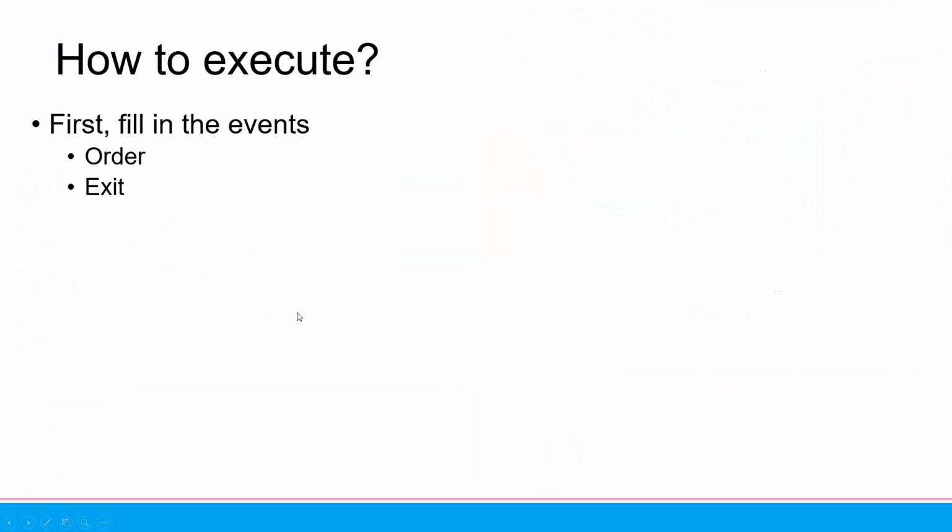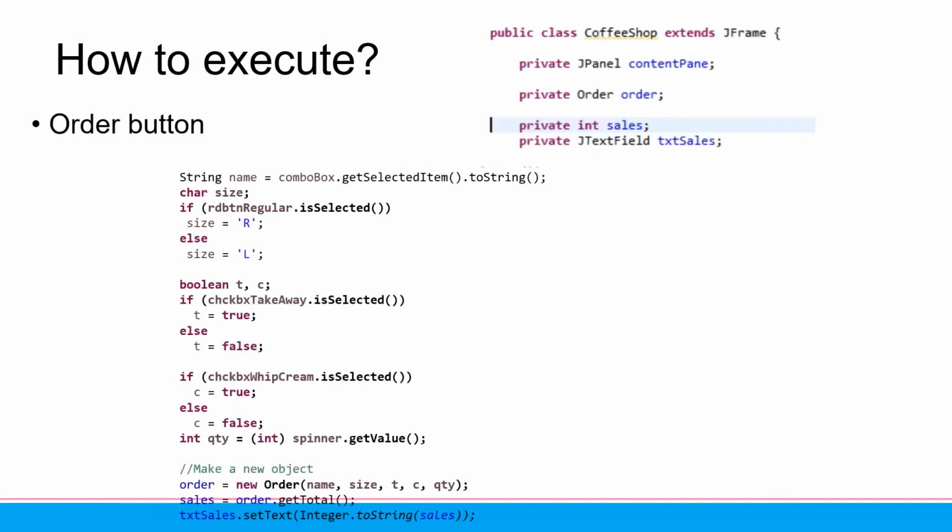So first, fill in the events. We have the order already, and then we have the exit, which is easy. We just click and then exit from the system. So you can start from the easy one. Maybe not the easy one, but from the order first. Okay. In the order button, you can double click and then copy and paste this one.